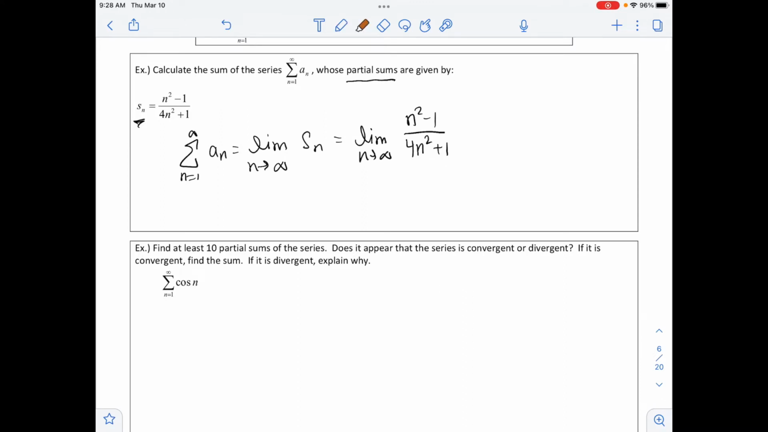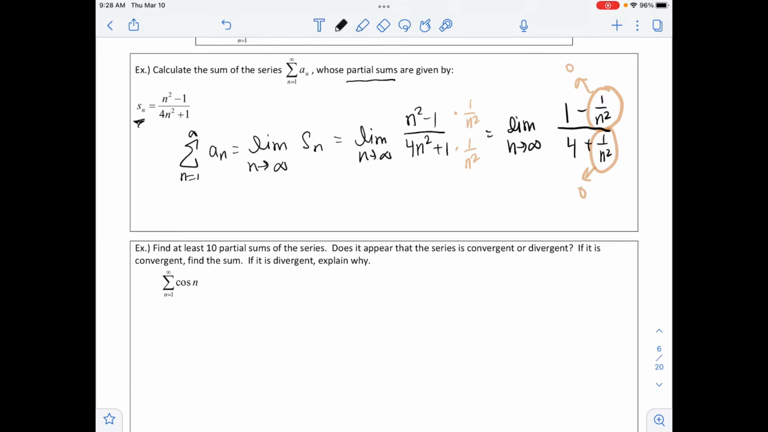And I'm going to multiply both the top and the bottom by that degree in the denominator, which is n squared, degree 2. So multiply both top and bottom by n squared, making sure it gets distributed to all those terms. So limit as n approaches infinity of n squared over n squared, which is 1, minus 1 over n squared. And then in the denominator we have 4n squared over n squared, which is 4, plus 1 over n squared. And so we know that taking the limit as n approaches infinity, 1 over n squared is going to go off to 0.